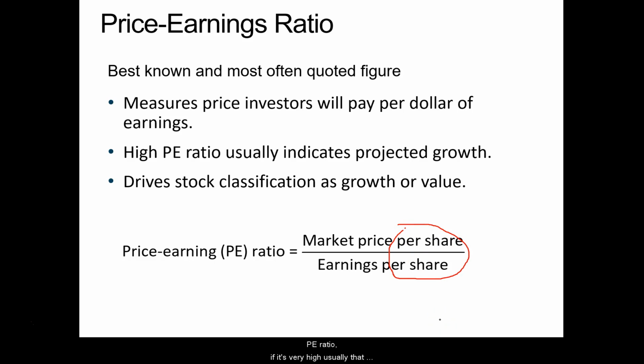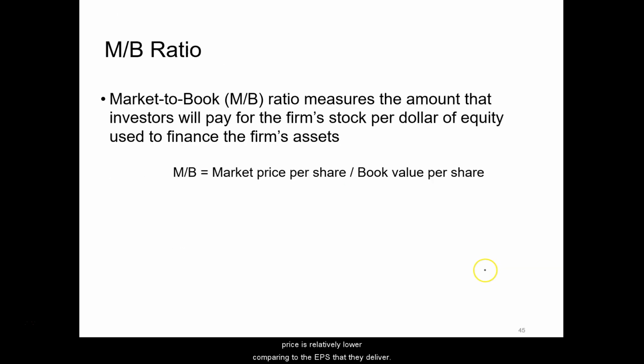If the PE ratio is very high, usually that means investors think the company has pretty good growth potential. If a company has a high PE ratio, we say its stock is one of the so-called growth stocks, and low PE ratio stocks usually are considered value stocks because their price is relatively lower compared to the EPS that they deliver.